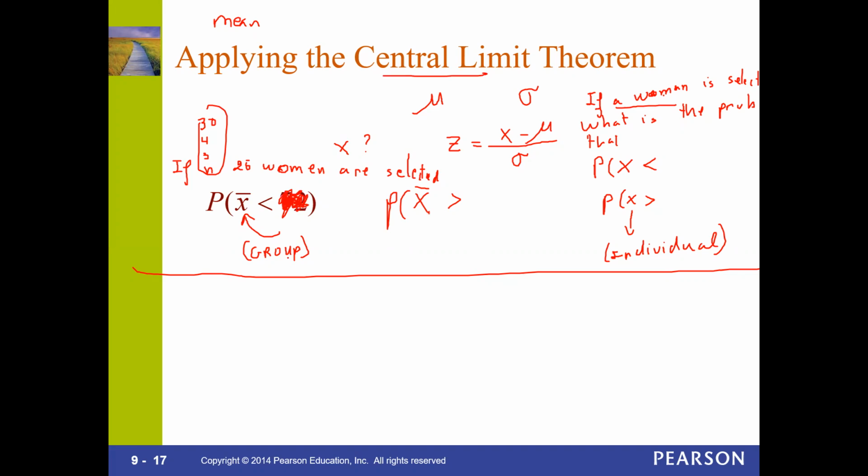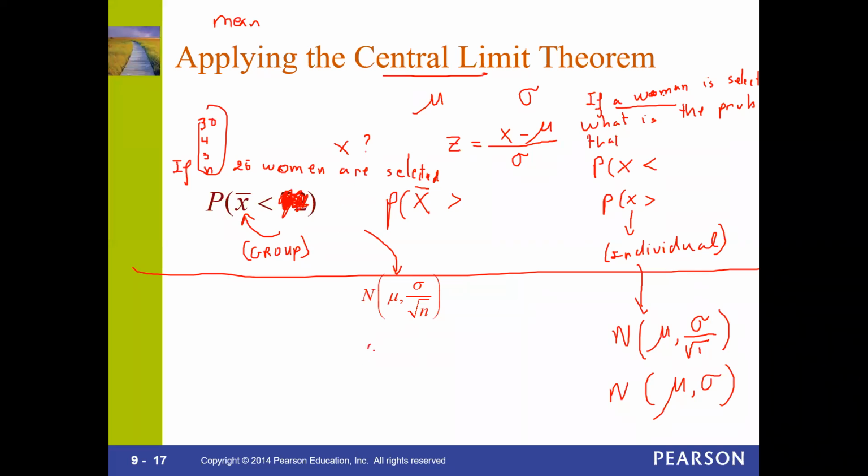And the formula goes like this in this case, just like you already know about the formula. It's going to be mu and sigma, something like that, okay? But for the group, it's going to be normal with mean mu and sigma over square root of n. So the first one is for an individual. The other one is for a group.